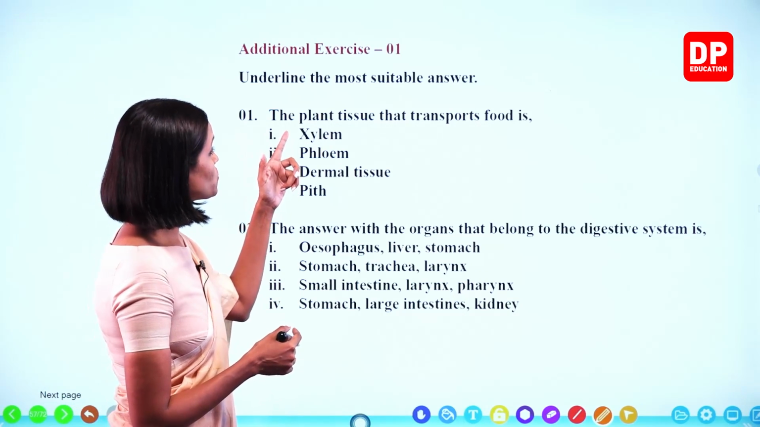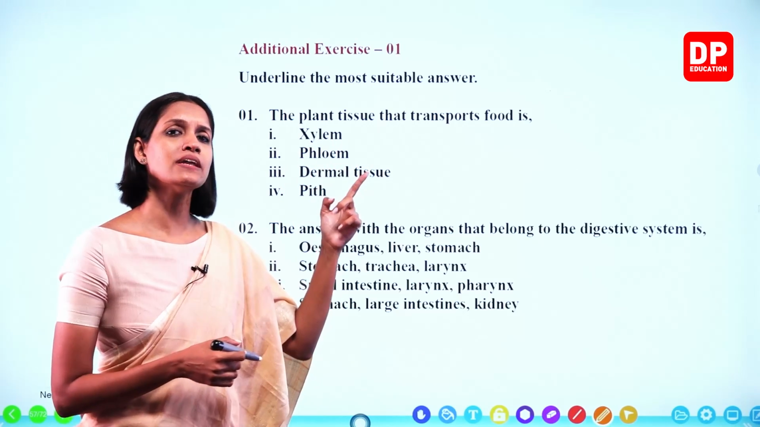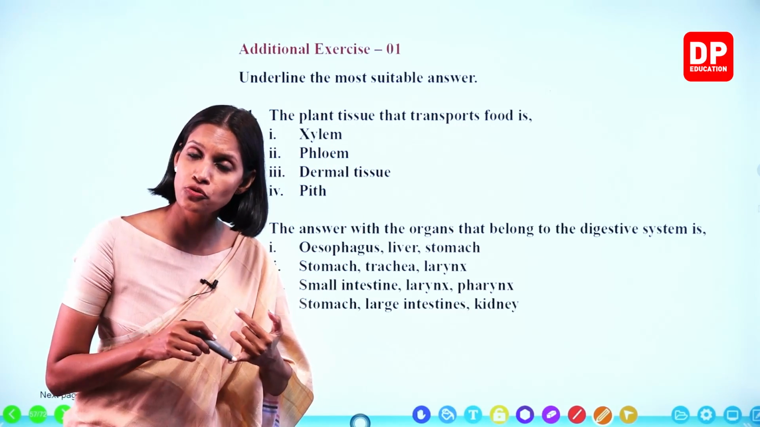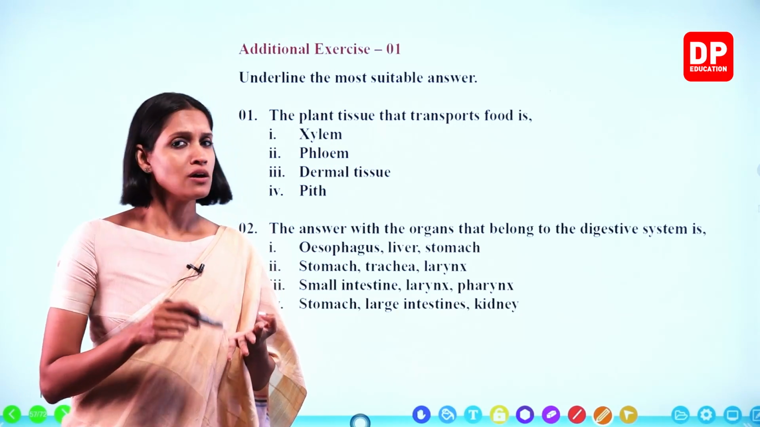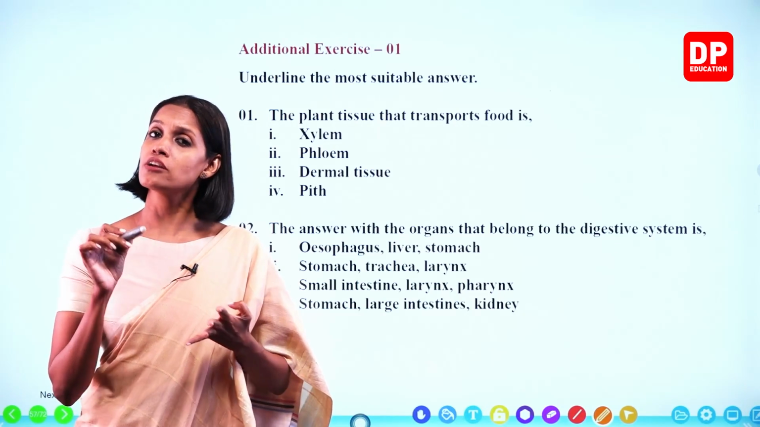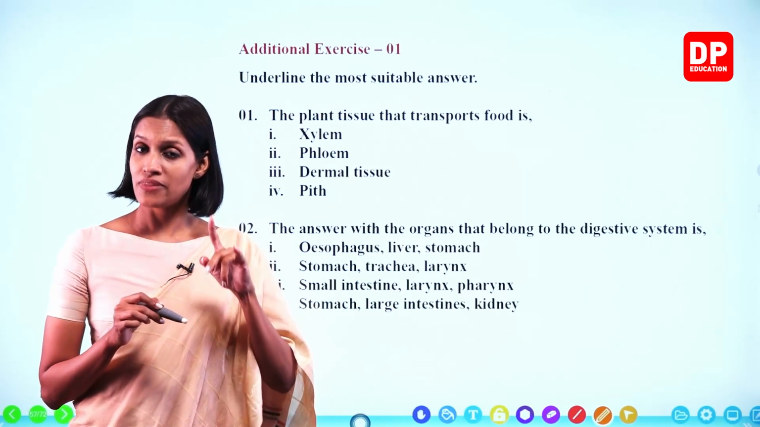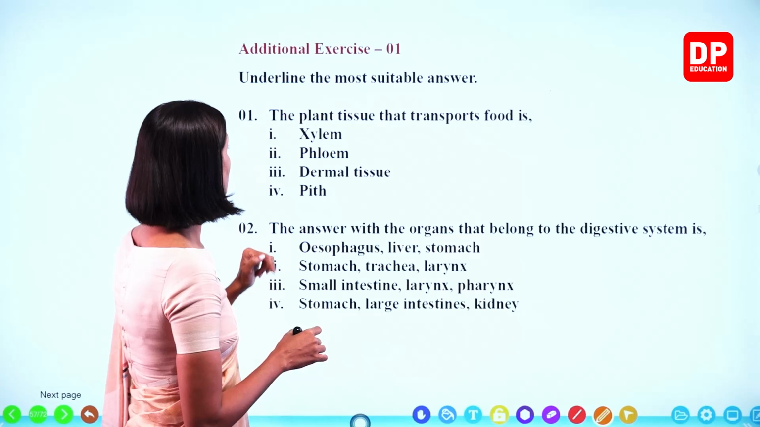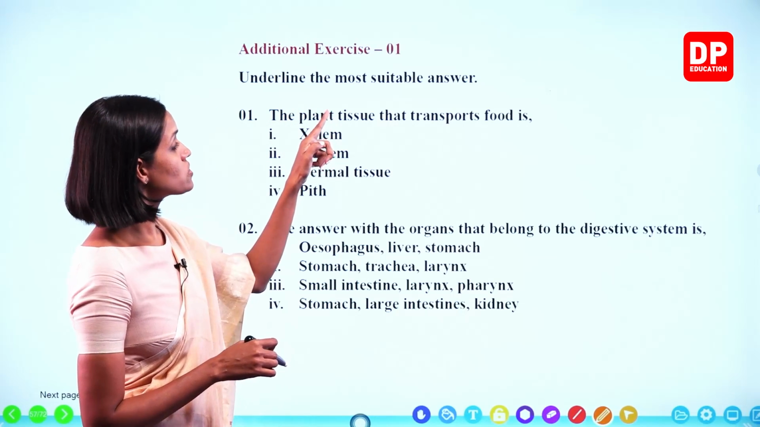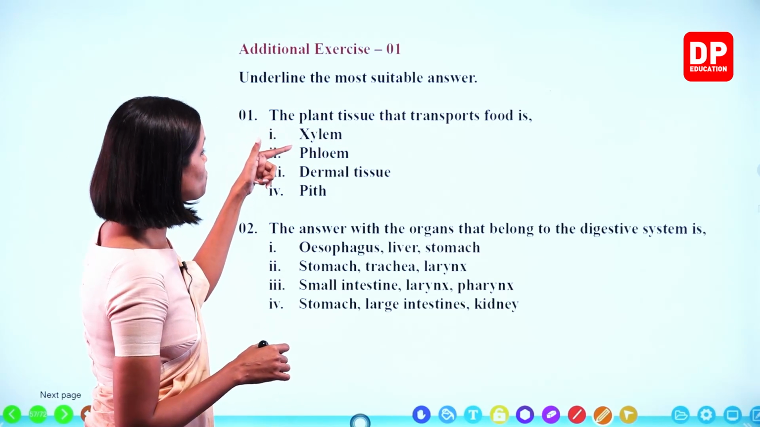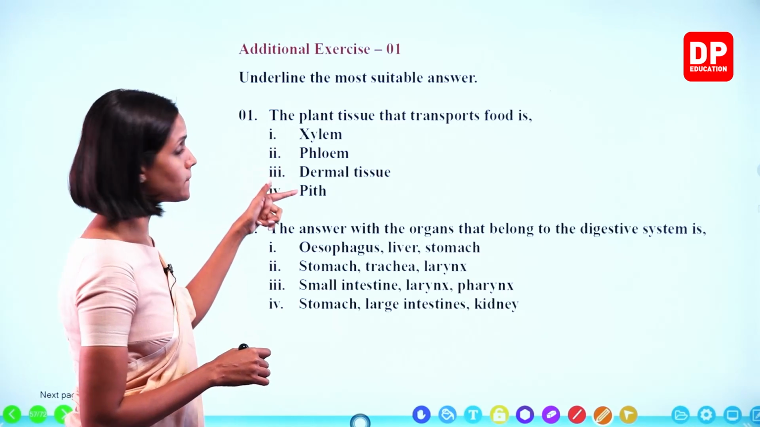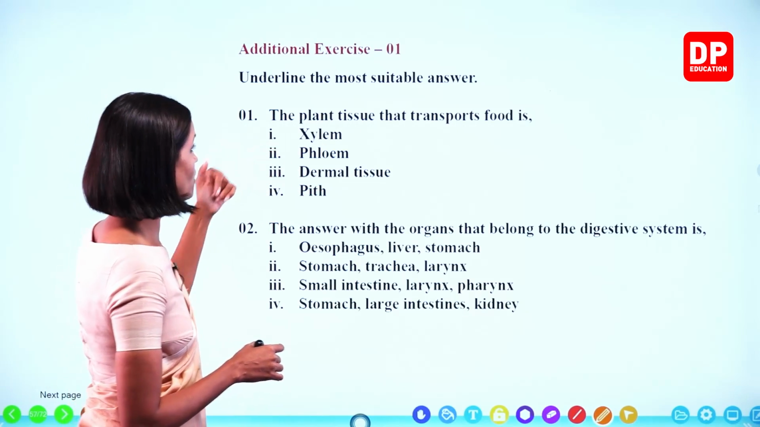The plant tissue that transports food is, what is the plant tissue that transports food? That is the phloem. What is the plant tissue that transports water and minerals? That is the xylem. Okay? The plant tissue that transports food is xylem, phloem, dermal tissue, pith. What is the answer? That is the phloem.